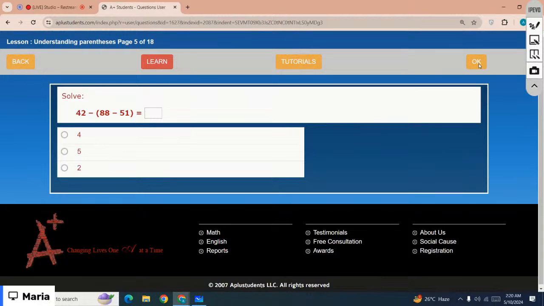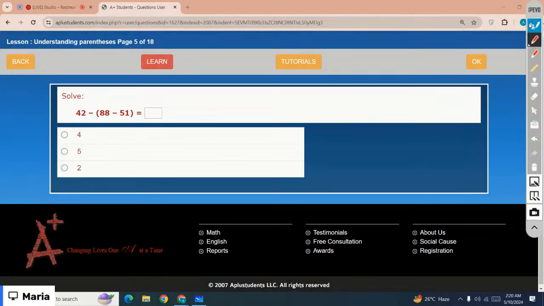You have to do 88 minus 51 first, right? So 88 minus 51: 8 minus 1 is 7, so 37. And 42 minus 37: 38, 39, 40, 41, 42. The correct option is 5.